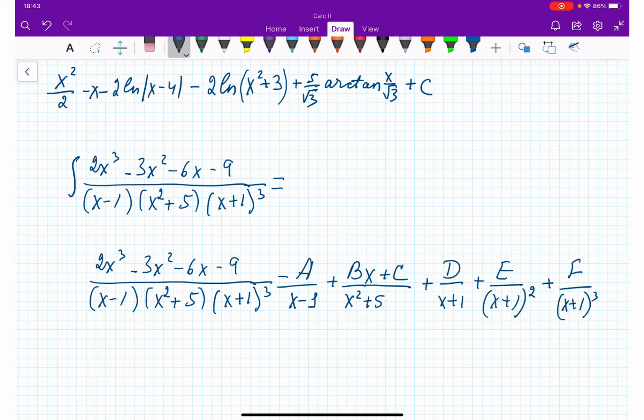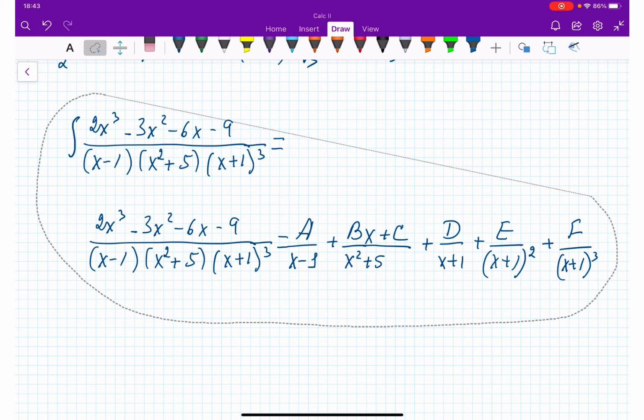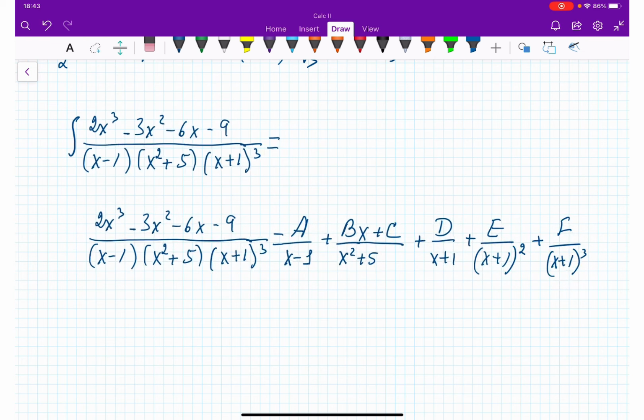The only reason I am not solving this is because it's just too long. Otherwise, you are going to solve it exactly the same way. Bring to a common denominator, find the matching coefficients. If a coefficient is missing, it's going to be 0. So you're going to put 0 and so forth. Okay, so I just wanted to show you what to do so you won't be lost if you see an example like that.